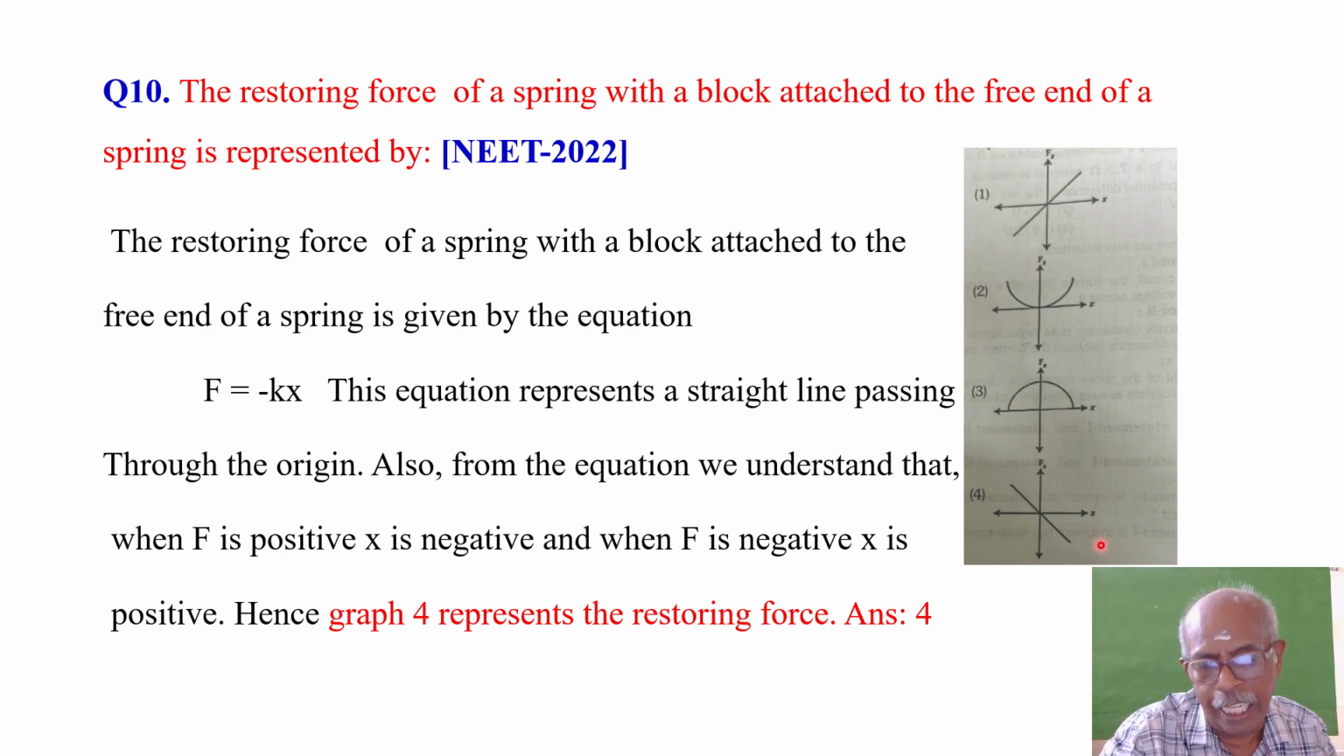So here you see the graph 4. In this area, these are all positive x values, and you have negative x values on the other side. You are taking x on the x-axis and force F on the y-axis. But here, in the fourth quadrant, for positive x you have negative force, and for positive force you have negative x values. So option 4 is the right answer for this question.